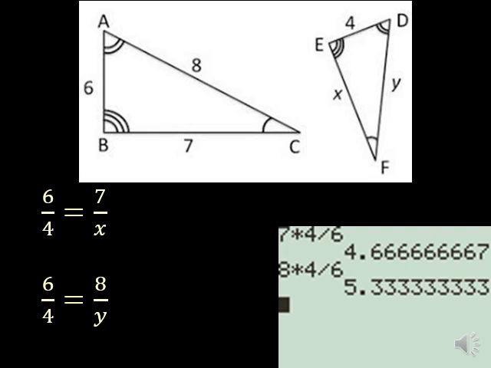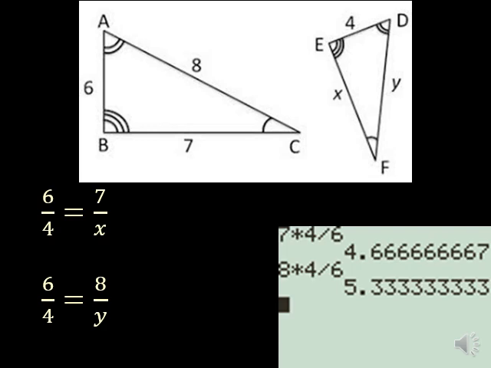The 6 over 4 just comes from matching up the shortest side of each of the two triangles, 6 on the left and 4 on the right. For 7 over x, I'm looking at the medium side on the left and the medium side on the right. And so I match up what corresponds and I come up with a proportion.